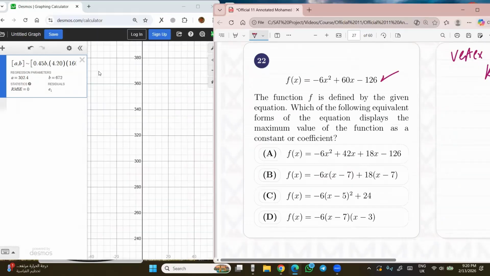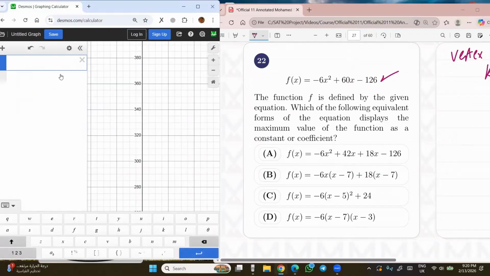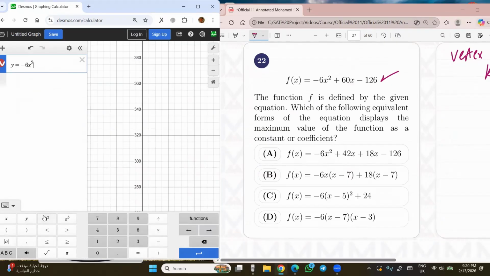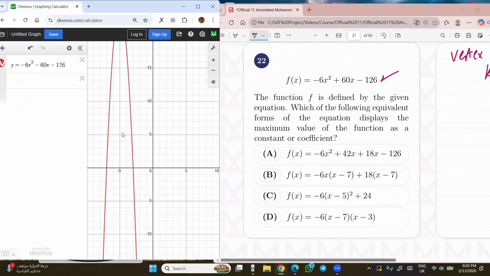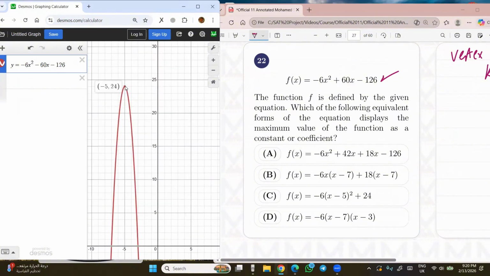Let's make it together. f of x, you can name it y to be easier to write. Negative 6x squared. This is how to write the square. Minus 60x. Be very careful when writing and make it more accurate. And this is our graph. y is equal to this. Let's go home to see the graph. Here is our graph. Let's go to the maximum.